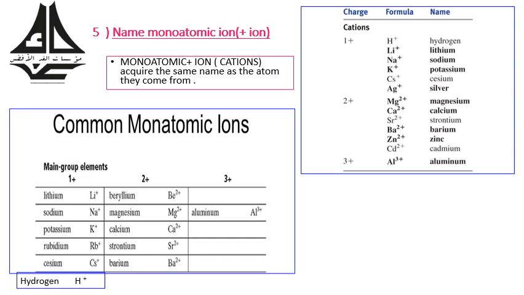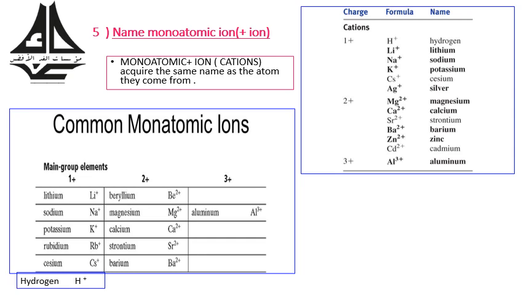We have the charge, the formula, the name. The cations with 1+ charge: we have hydrogen H+, it's the acidic hydrogen. Okay, Li+ lithium, Na+ sodium ion, K+ potassium ion, as we have said, Cs+ cesium ion. Now we have Ag+ silver ion. Now the ones with 2+ charge: Mg2+ magnesium ion, Ca2+ calcium ion, they are very important, Sr2+ strontium ion, Ba2+ barium ion, Zn2+ zinc ion, okay, Cd2+ cadmium ion, and the Al3+ aluminum ion.